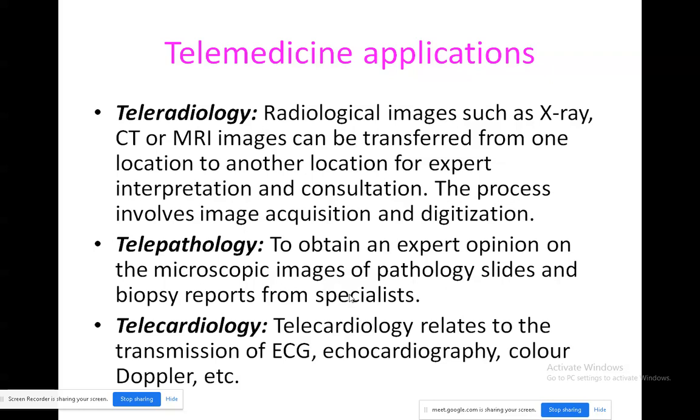Okay, tele means from one location to another location. Okay, so cardiology is any heart disease. In the same way, pathology is by seeing the result of the microscopic image you will be getting the treatment through telecommunication.